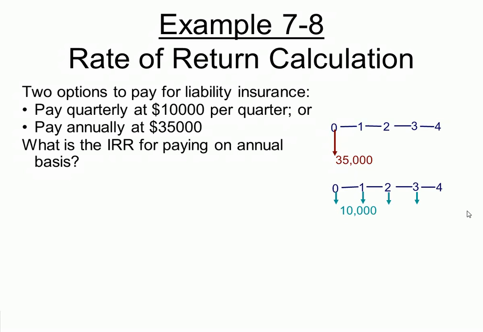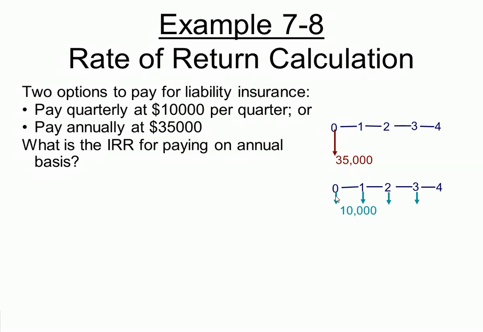So we get this type of cash flow diagram because, remember, we pay insurance payments. If you remember, I mentioned during chapter 2 that the insurance payments we would pay at the beginning of each time period.